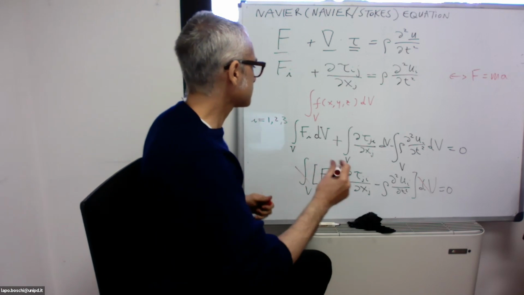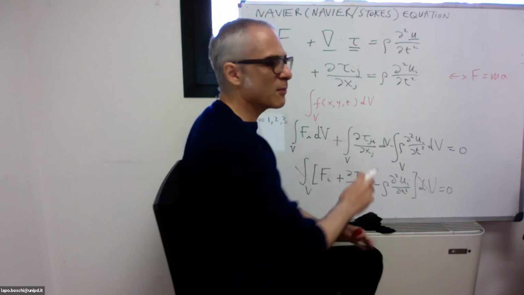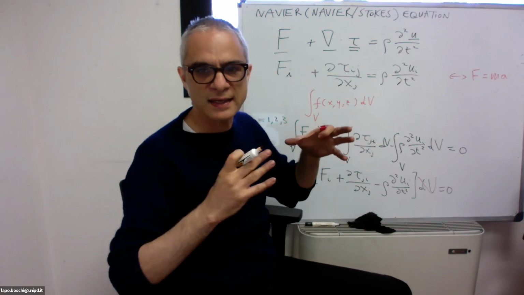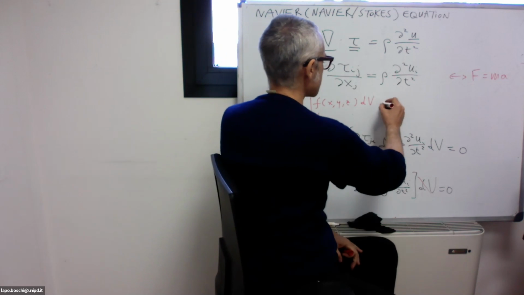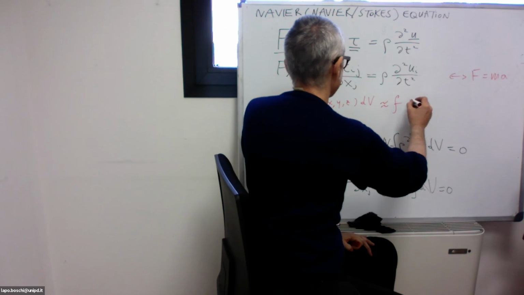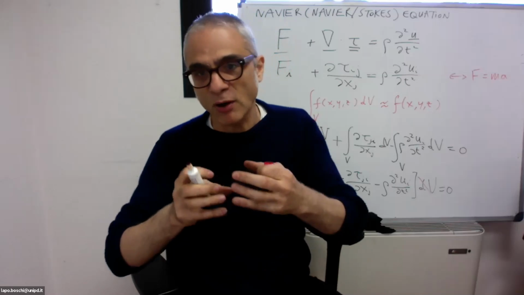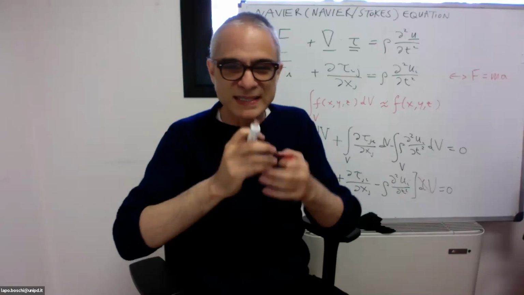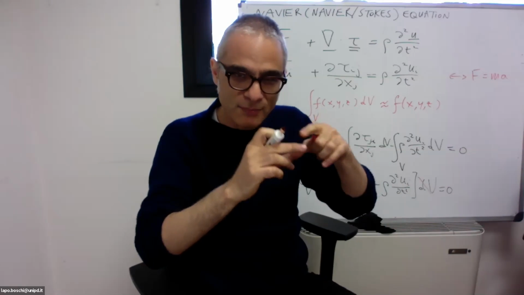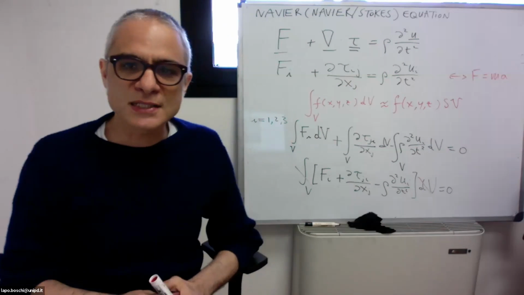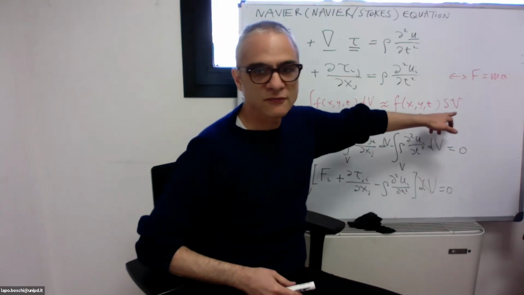Okay, so if this is so small that f becomes constant within it, this is approximated by f of x, y, z near the point that identifies the area where I'm looking, multiplied by some extremely small but finite delta v.